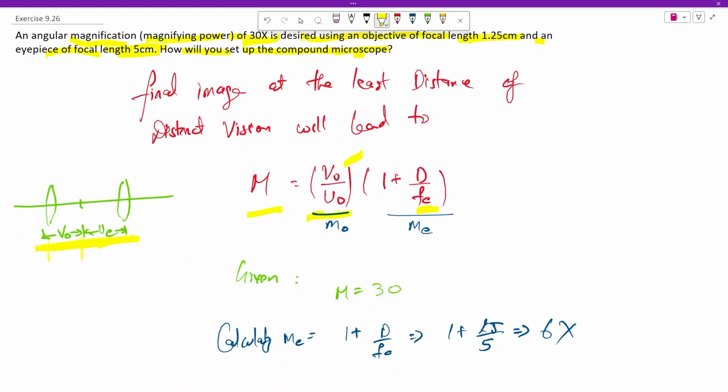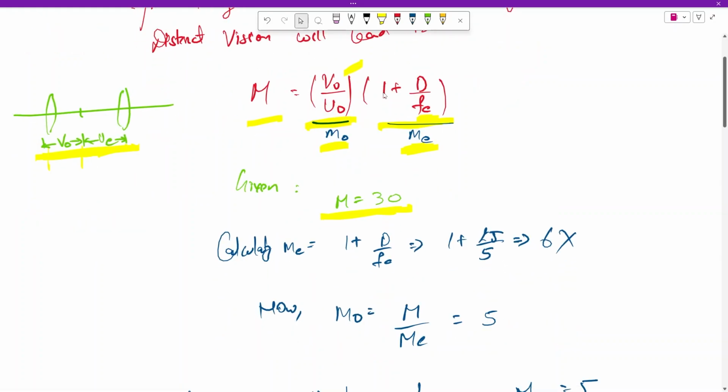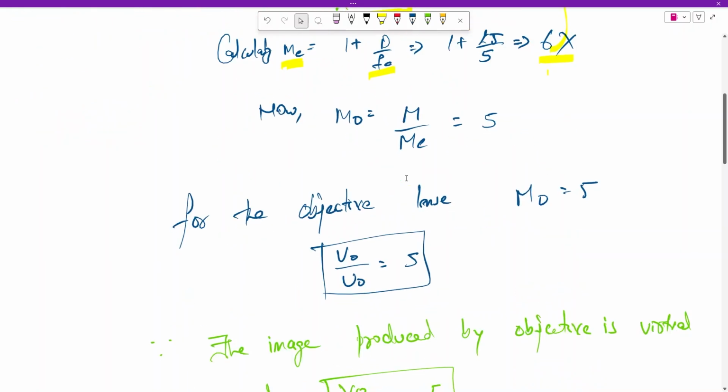Now in this expression, the first part is magnification by the objective and the second part is the magnification by the eyepiece. Now it is desired that m would be equal to 30, and let us calculate the value for ME first. We have been given that the focal length of the eyepiece is 5 centimeter. So substituting the values, we will get ME equal to 6x. Now we can substitute this 6x in this formula and find out the value of MO. We will get the value of 5, that is, magnification by the objective is going to be equal to 5 times.